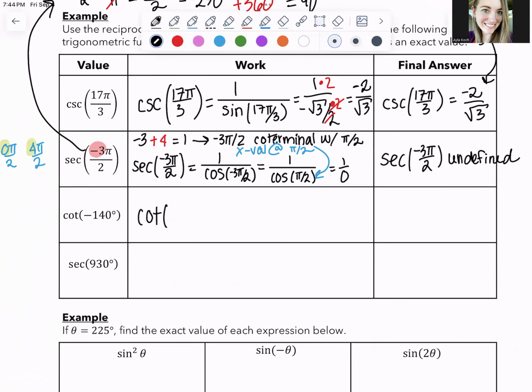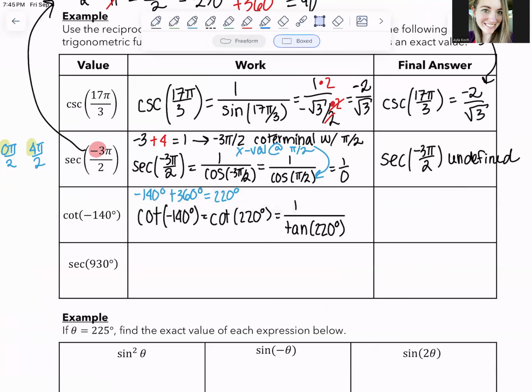Cotangent of negative 140 degrees. That is the same thing as, let's do the math up here, negative 140 plus 360 is 220. And that is between 0 and 360. So it's the same thing as cotangent of 220 degrees, which is 1 over tangent of 220 degrees.